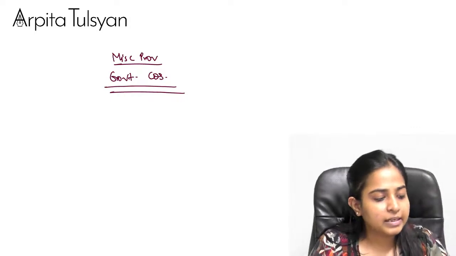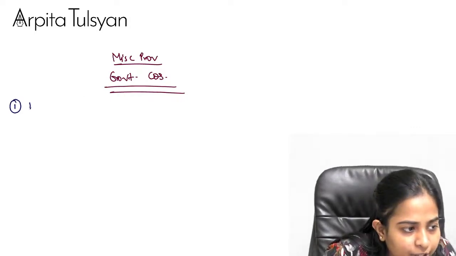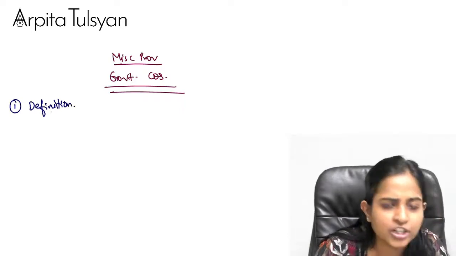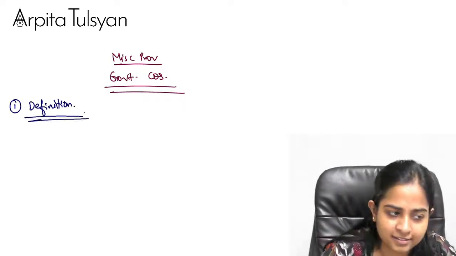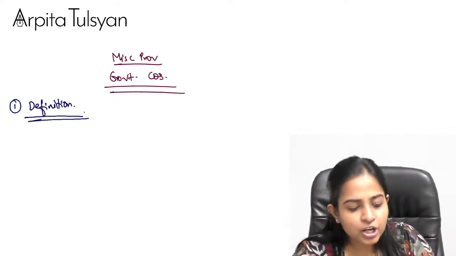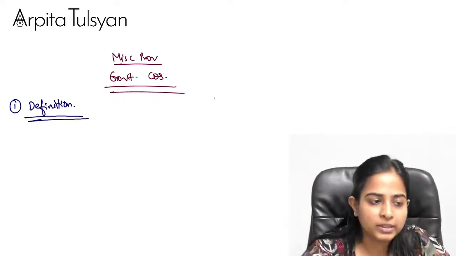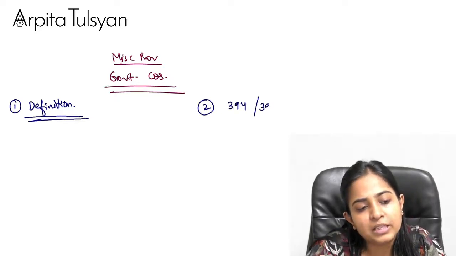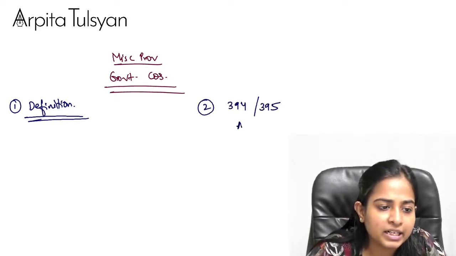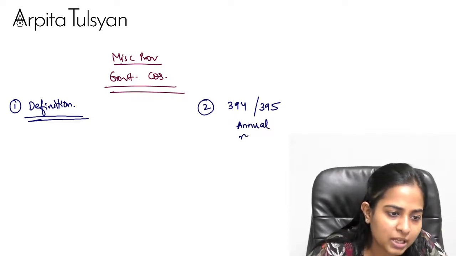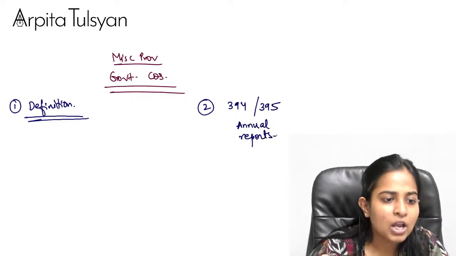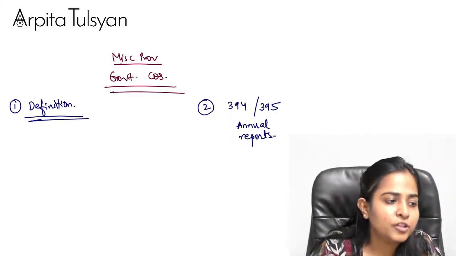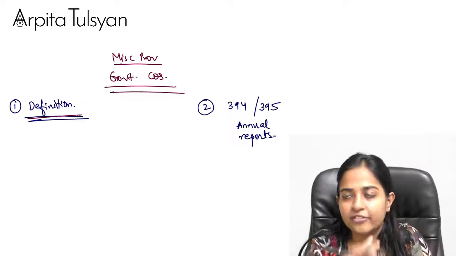Now, in this, first of all, we are going to do the definition. Maybe you would have studied this definition in your audit also, but we are anyway doing everything afresh. So first we are going to do the definition, and then 2 sections we are going to cover: section number 394 and section number 395, which talks about the annual reports. First, here they are talking about the definition of a government company.